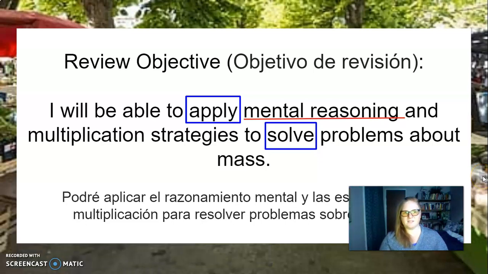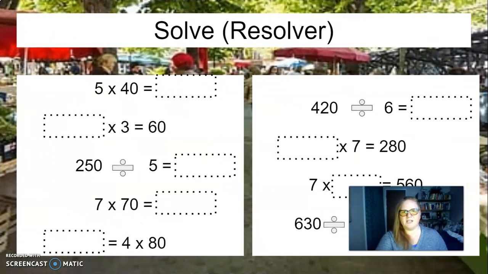All right, here's our math objective for today. I will be able to apply mental reasoning and multiplication strategies to solve problems about mass. In your previous lesson, you already did multiplication strategies to solve problems about mass. Now, mental reasoning means basically solving more things in your head. That's what we're going to be going over a lot today: how to solve these problems without having to write anything down. So let's get started.